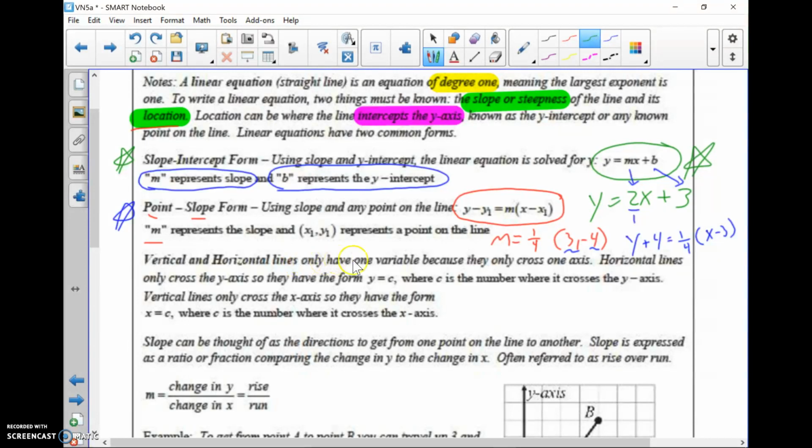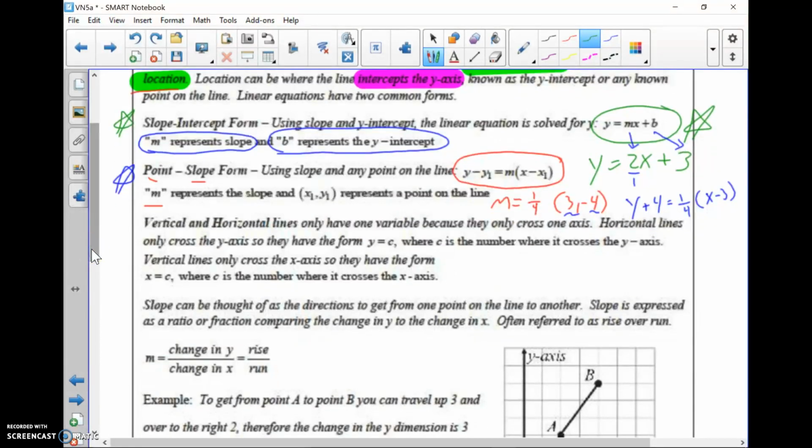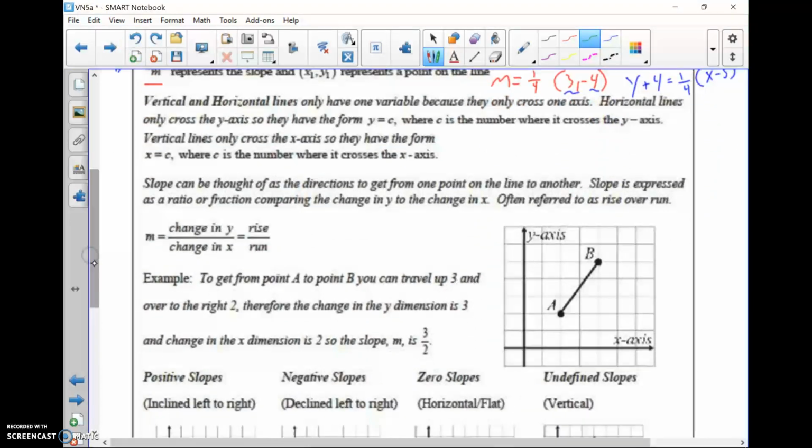But vertical and horizontal lines are interesting because they don't necessarily have to have a y-intercept. And what do you do for a slope of something that's like this, or a slope of something like this? So we'll see that when we get a little bit further down here. But hold on to that for a moment.